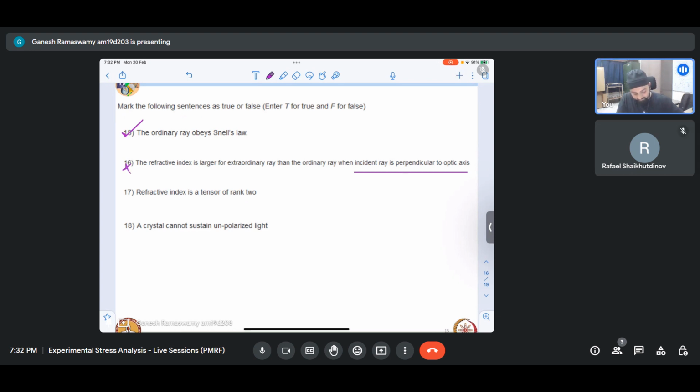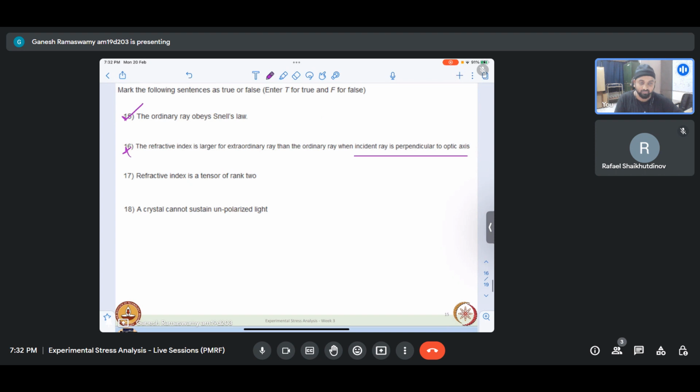So refractive index is a tensor of rank 2. Yes, which is basically why we are able to correlate refractive index with our stress tensor. This is also direction dependent, which implies that it requires two directions at every point to be specified. So refractive index is a tensor of rank 2.